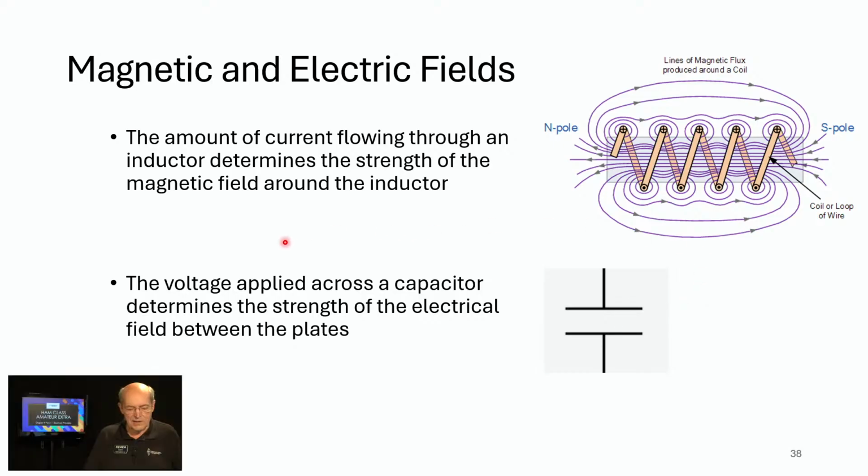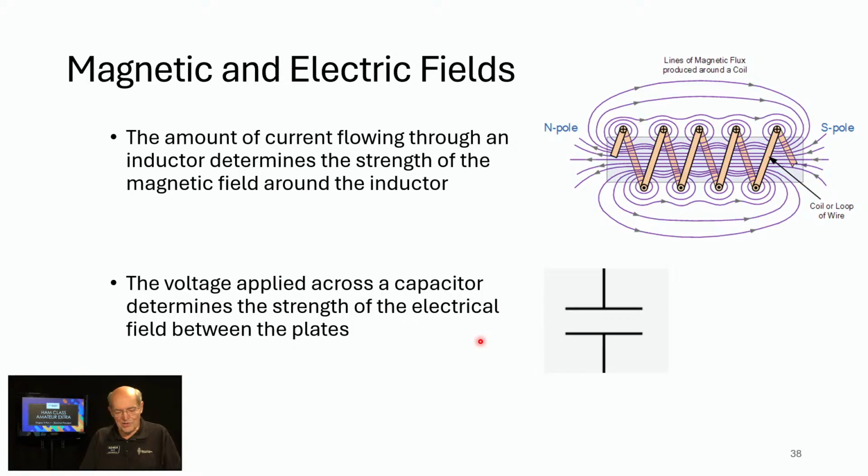A little bit more on the fields. Here we've got, it looks like a magnet with a coil wound around it. The amount of current flowing through an inductor determines the strength of the magnetic field around the inductor. That kind of makes sense. And the applied voltage across a capacitor determines the strength of the electrical field between the plates. Just some more background.